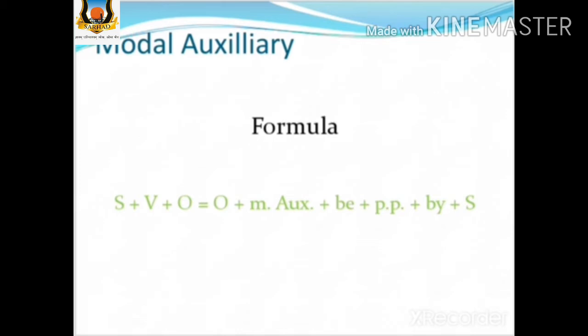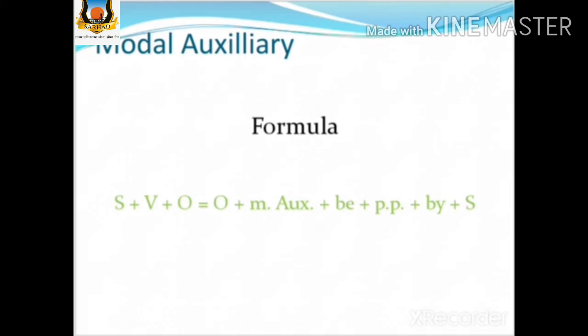Okay, this is the formula for converting these model auxiliary types of sentences into passive voice. Look here, I can repeat it again. Subject plus verb plus object is equal to object plus model auxiliary verb plus be plus past participle of the verb plus by plus subject. This is the formula for this type of sentence. Clear, everyone? Okay, note down this formula.